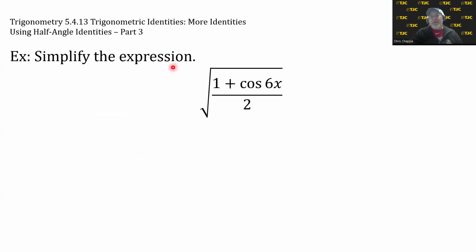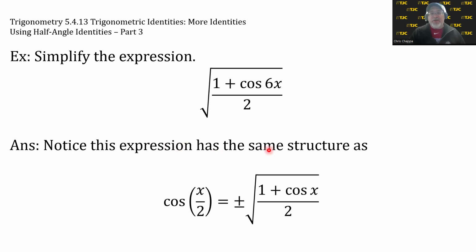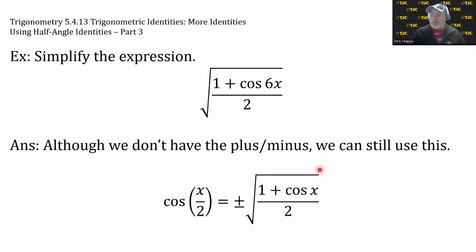For example, simplify the expression, the square root of (1 plus cosine 6x) over 2. Well, first we have to find an identity which resembles the structure of this expression. Can you find one? I can. Notice this expression has the same structure as cosine of x over 2 equals plus minus the square root of (1 plus cosine x) over 2. It's missing the plus minus, but that's okay. We can still use this.